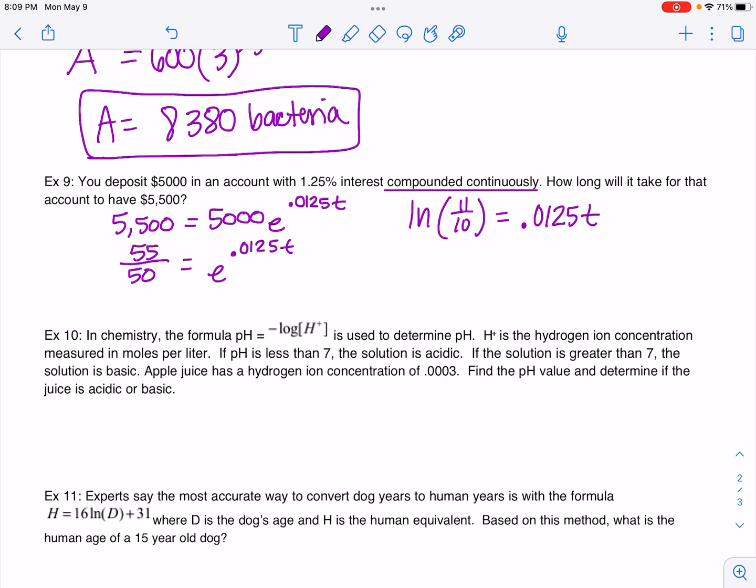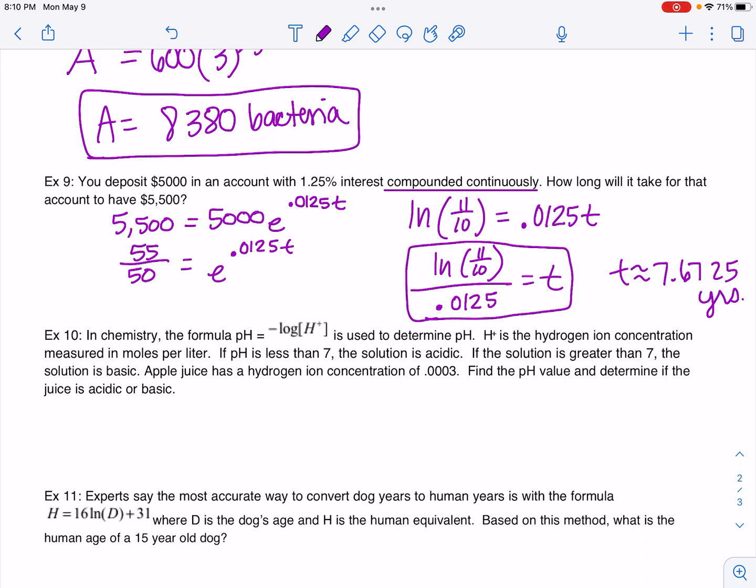How do I get to that value of t? Divide by that 0.0125. So the natural log of 11 over 10, divided by 0.0125, is equal to the time it takes. That is the exact time. When we put that into the calculator, either directly or by graphing and using G-solve, we get an approximation of about 7.6725 years, just to give you an idea, but this is the exact answer we were looking for, solving it algebraically without a calculator. That's what I would want.